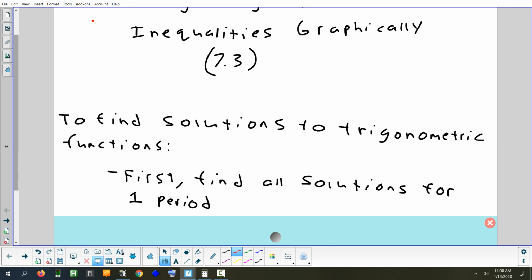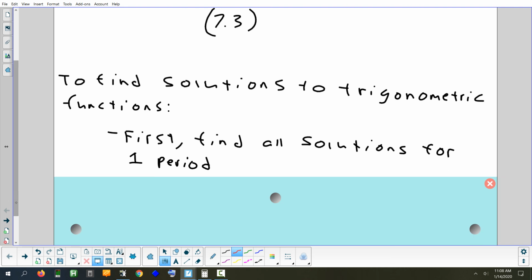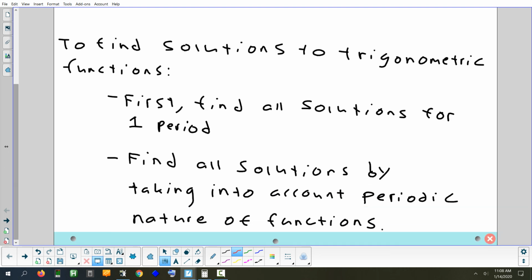Remember, when I ask you to find all solutions, your job first is to find all the answers in one cycle. Start with that. And then what do you put on the end of all those answers? The period times n. Yes, put plus the period times n. So you have to take into account the fact that the answer is going to repeat every cycle. That's what that second thing means.